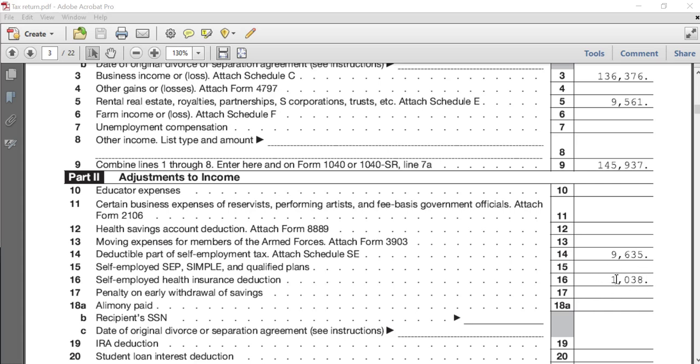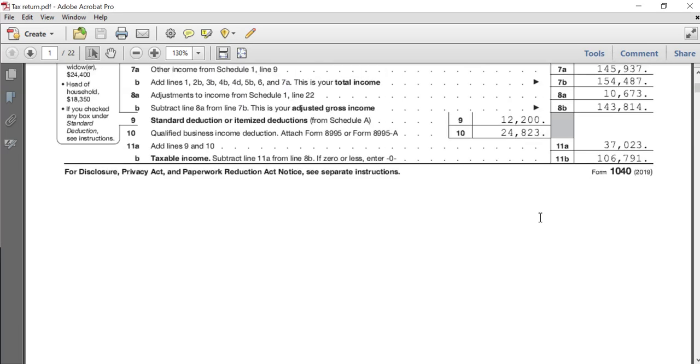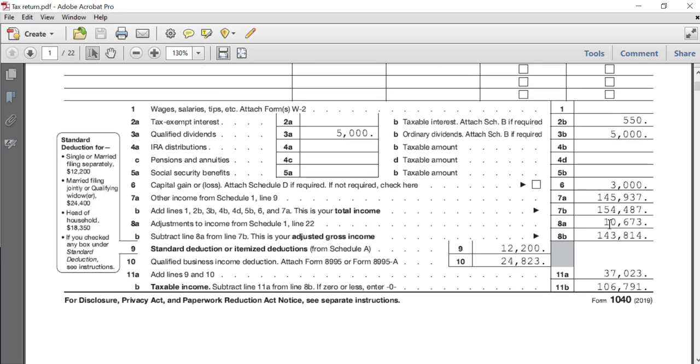But right now, you'll see that he's got $10,673 of other deductions, which include those two items, and those show up right here. So before we get to our adjusted gross income, but after total income, we take those as a deduction. So he's got total income of 154. He's got the deductions of the 10,000, so his adjusted gross is 143.